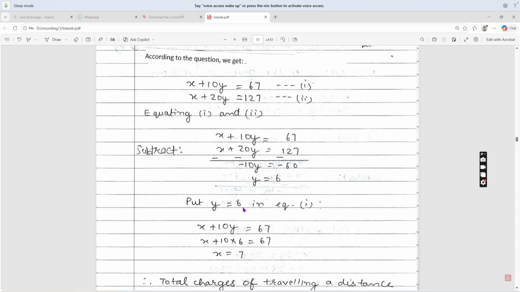Now we are going to put y is equal to 6 in equation 1. But what is equation 1? x plus 10y is equal to 67. x plus 10 into 6 is equal to 67. So x is equal to 67 minus 60, that is 7.